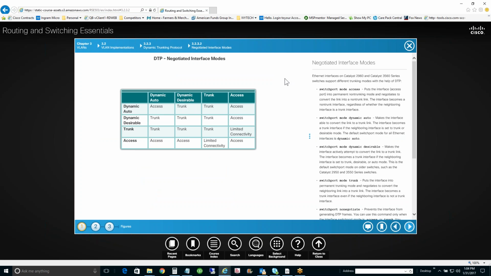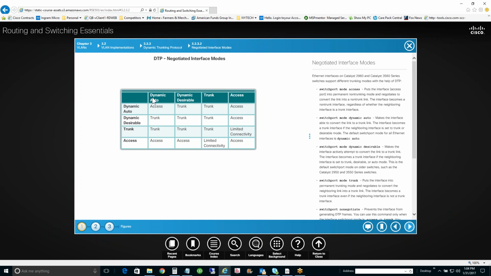This table on 3.2.3.2, you need to really commit to memory. These are the different modes. So if this is the modes for switch 1 for Dynamic Trunking Protocol, and these are the modes for switch 2, by combining these two, you know how the port is going to act. So, for example, if I have switch 1 set up as a port with dynamic desirable, and it is plugged into another switch where the port is configured as dynamic desirable, it's going to build a trunk port.